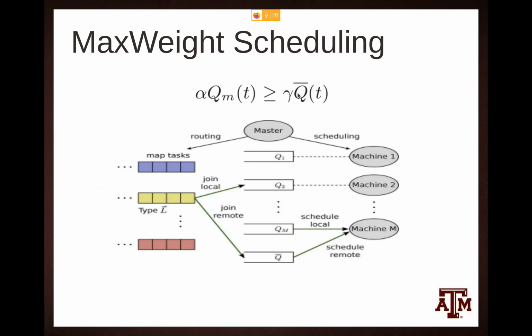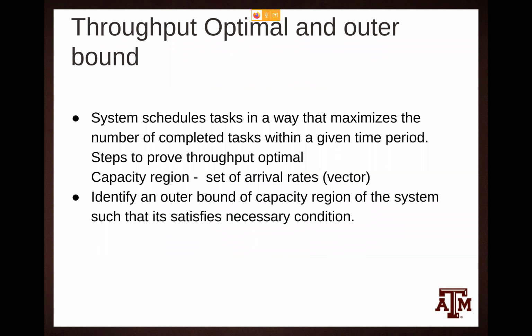that's the task that has to be serviced first. If the local task, for example at this point, alpha times the local queue length is higher than the other one, the master will choose the machine to service a local task. That's the main idea behind the MaxWeight scheduling. And I will pass this to Jayashree.